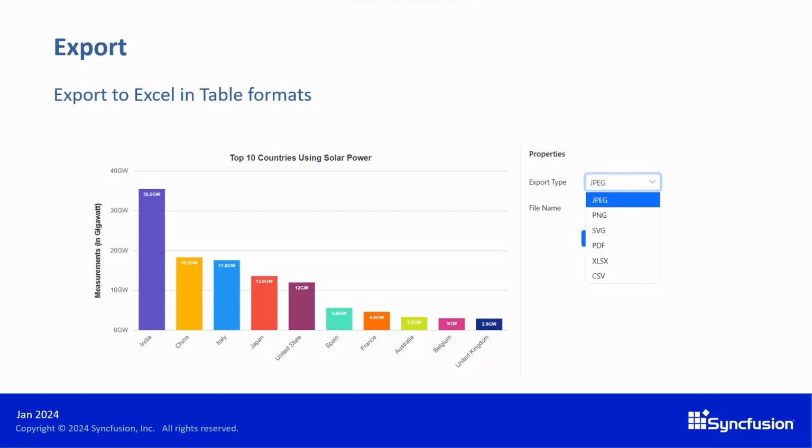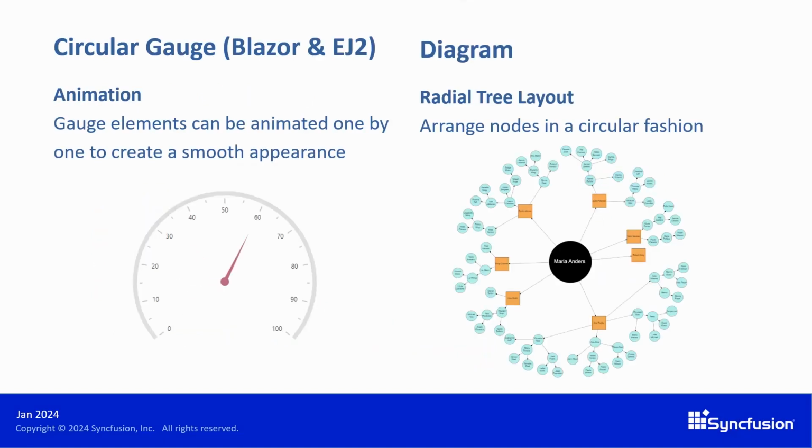Next, we'll see an update in the Blazor circular gauge. We have enhanced the animation option in the circular gauge. Now, the gauge elements such as axis lines, ranges, pointers, and annotations can be animated one by one to create a smooth rendering of the gauge.